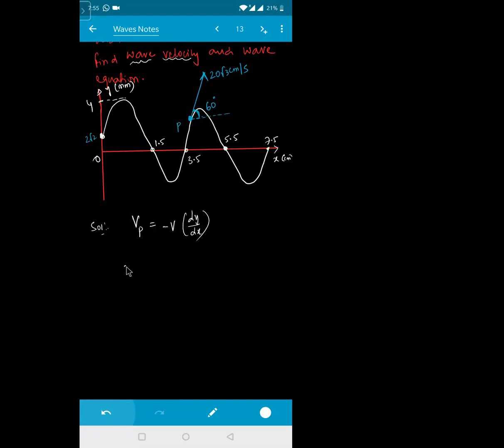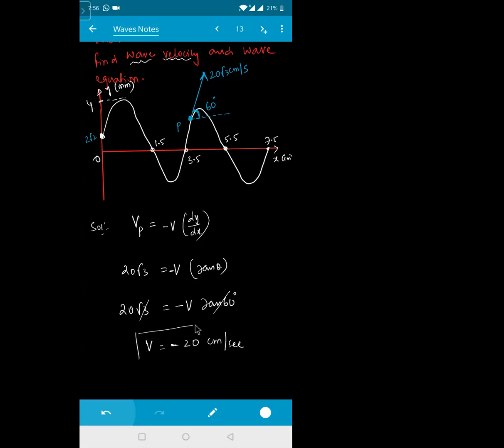Velocity of particle is 20 into root 3. What is v? I told you, wave speed or wave velocity. Dy by dt can be written as tan theta, with a negative sign. Theta value is 60. So 20 into root 3 equals minus v into tan 60. Tan 60 is root 3, so this root 3 will get cancelled. So velocity I'm getting is minus 20 centimeter per second.